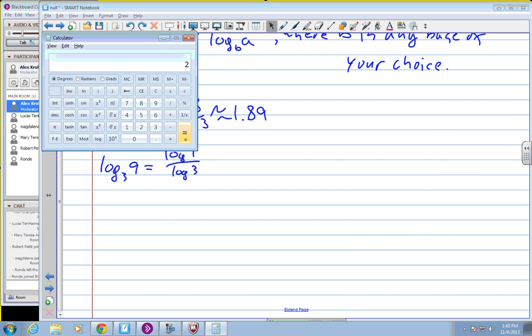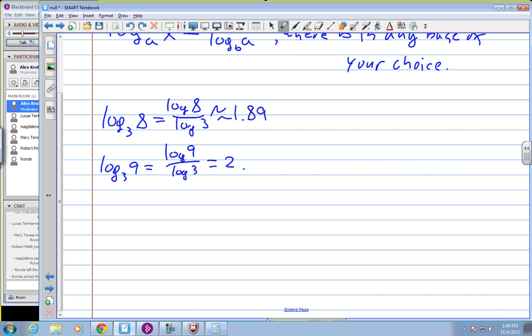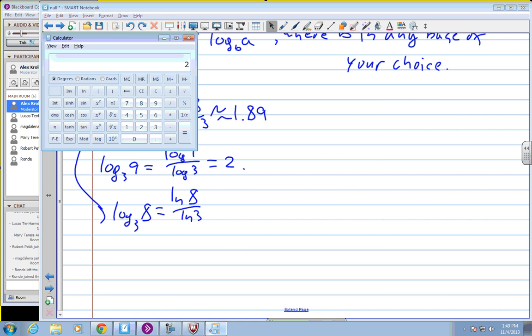Okay. Now, it doesn't have to be base 10. If I do log base 3 of 8, and I rewrite it as natural log of 8 over natural log of 3, I will still get the 1.89 answer. So it doesn't matter to which base you change your logarithm. 8 natural log divided by 3 natural log, I'm still getting 1.892. It's an identical result.